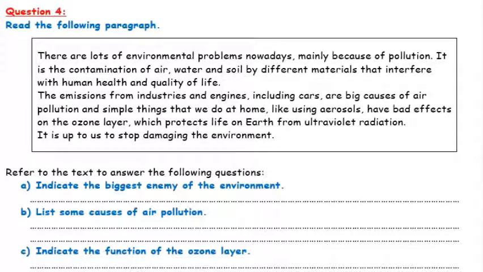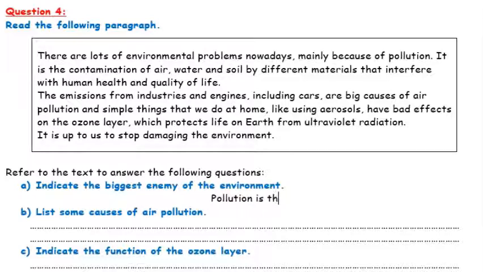So this paragraph is talking about pollution. What is the biggest enemy of environment? Indicate the biggest enemy of the environment. What is it? So, as they said, mainly because of pollution. So, pollution is one of the most important problems in our days because it is damaging our environment. So, the biggest enemy of the environment, it is pollution.